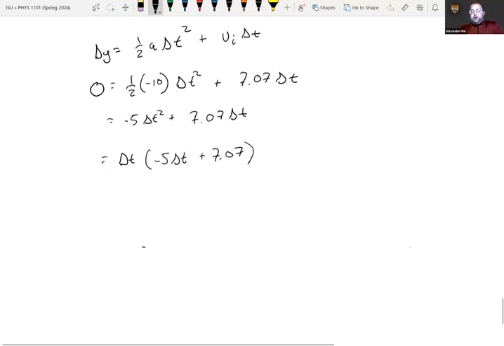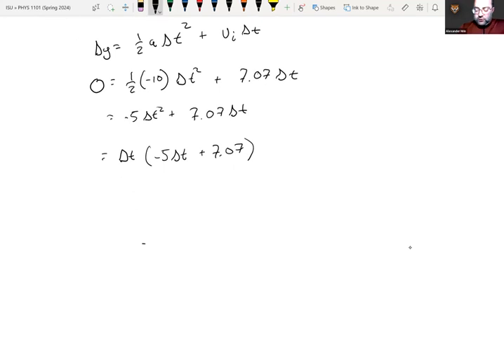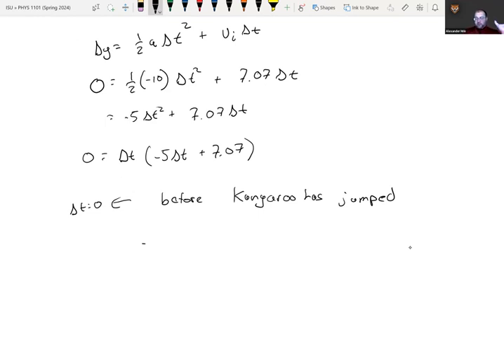And then what you can do is you can set these two factors equal to 0 because their product is equal to 0. So delta t equals 0. This corresponds to the start, so this is before the kangaroo has jumped. At a time of 0, you have a displacement of 0. That makes perfect sense why that would be the case.